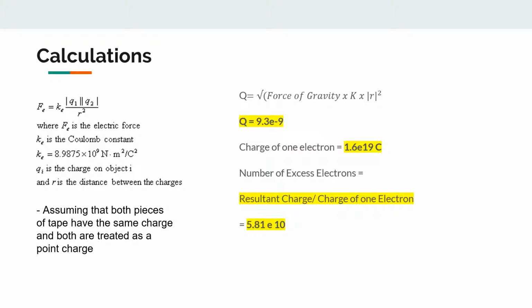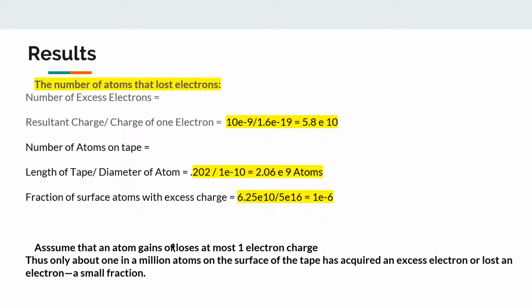Using that the charge of one electron is 1.6 times 10 to the negative 19th coulombs, we can determine the number of excess electrons, using the resultant charge over the charge of one electron, which gives us 5.81 times 10 to the 10th. As stated below, the number of excess electrons can be calculated by the resultant charge over the charge of one electron. That gives us, again, the number of 5.8 times 10 to the 10th.